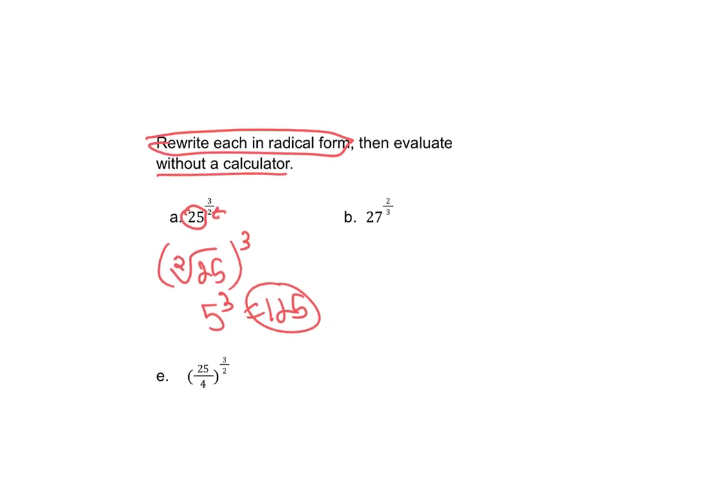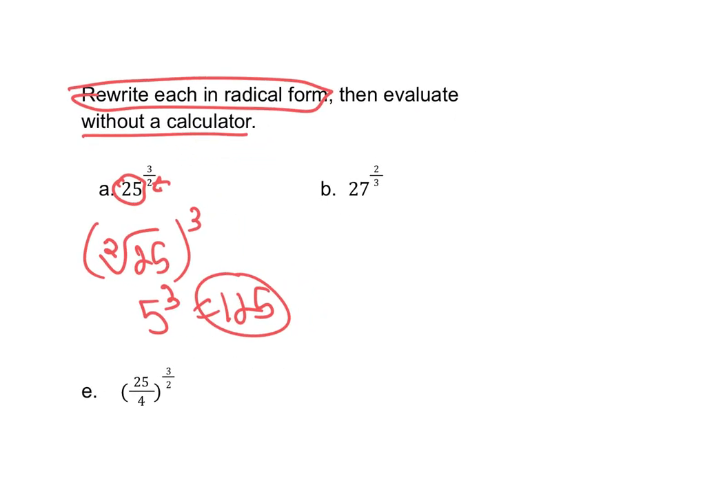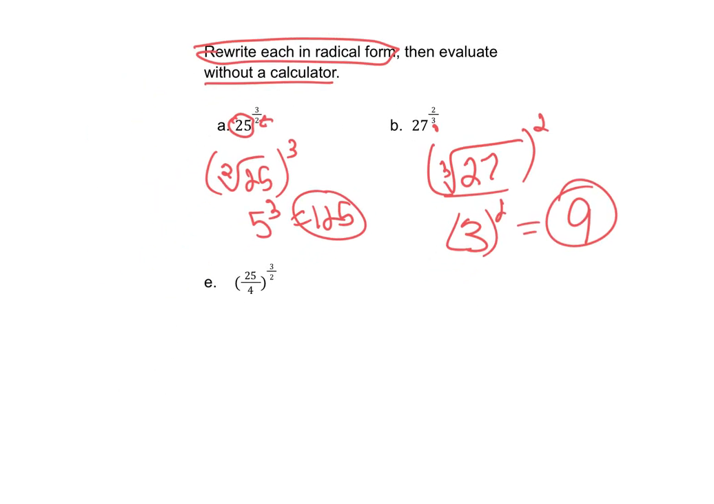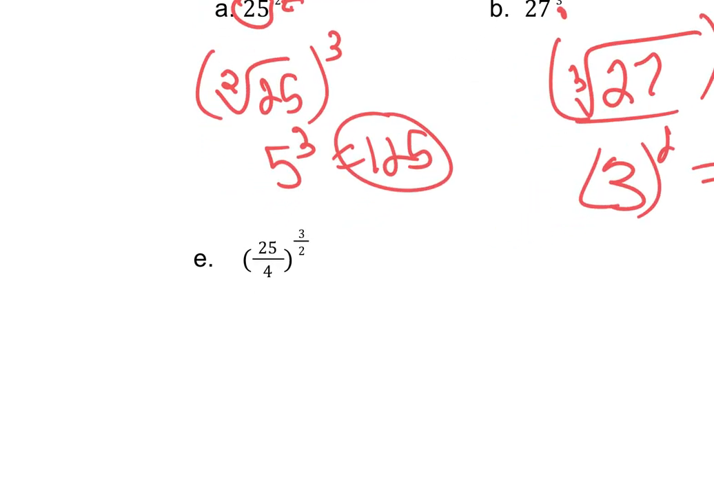Same thing. This one we've got 27 to the 2/3 power. Here's our 27. We're going to take the 3rd root, or the cube root, and we are going to square it. We know that, we should anyway. The cube root of 27 is 3. We're going to square it. 3 squared is not 6. 3 squared is 9.